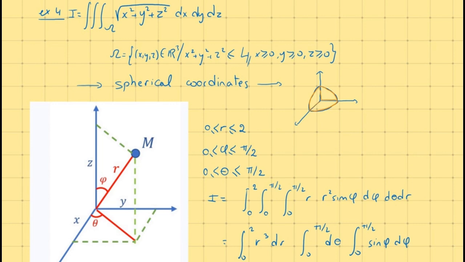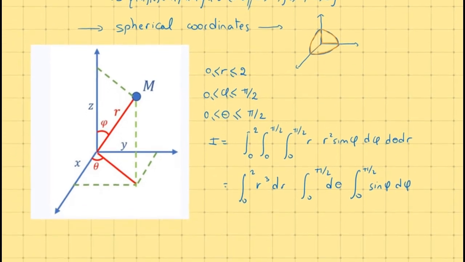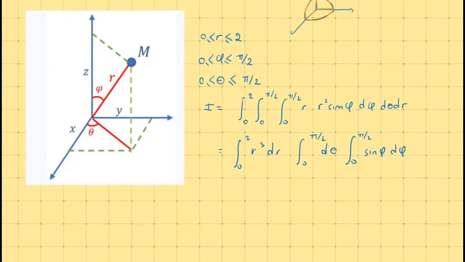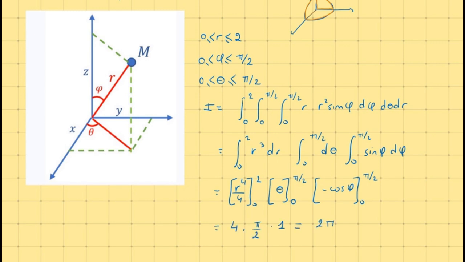In fact, I'm able here to separate the three integrals because the function is separable. It's a function in r times a function in theta, which is 1 in this case, times a function in phi, and also because the boundaries are constants. So now all I have to do is to make some calculations. That's r⁴ over 4 between 0 and 2, theta between 0 and pi over 2, and then minus cosine phi between 0 and pi over 2, and the answer will be in this case 2 pi.